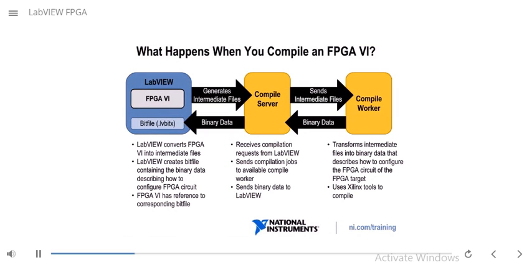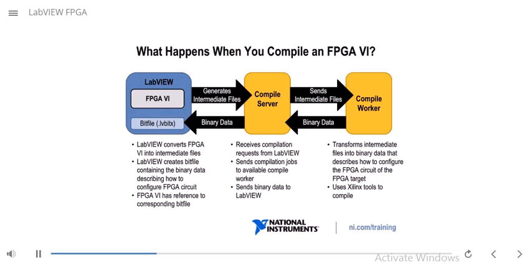Now that we're at the compile worker, it transforms these intermediate files into actual binary data that describes how to configure the FPGA circuit on the FPGA target. The compile worker is actually using Xilinx tools to do this compilation. Once it's done, it takes that binary data and sends it back to the compile server, and then the compile server sends that binary data to LabVIEW.